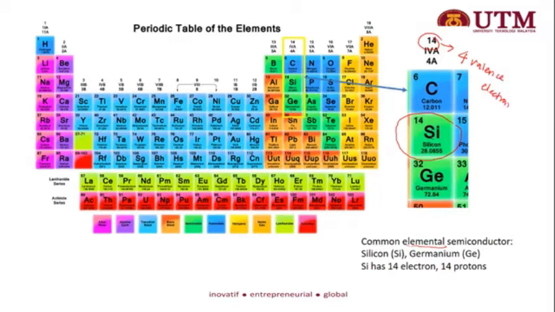But anyway, silicon, germanium. Some of the information that can be extracted from this table is this atomic number. The atomic number of silicon is 14, so it means that silicon has 14 electrons and 14 protons. Germanium has atomic number 32, meaning that germanium has 32 electrons and 32 protons.